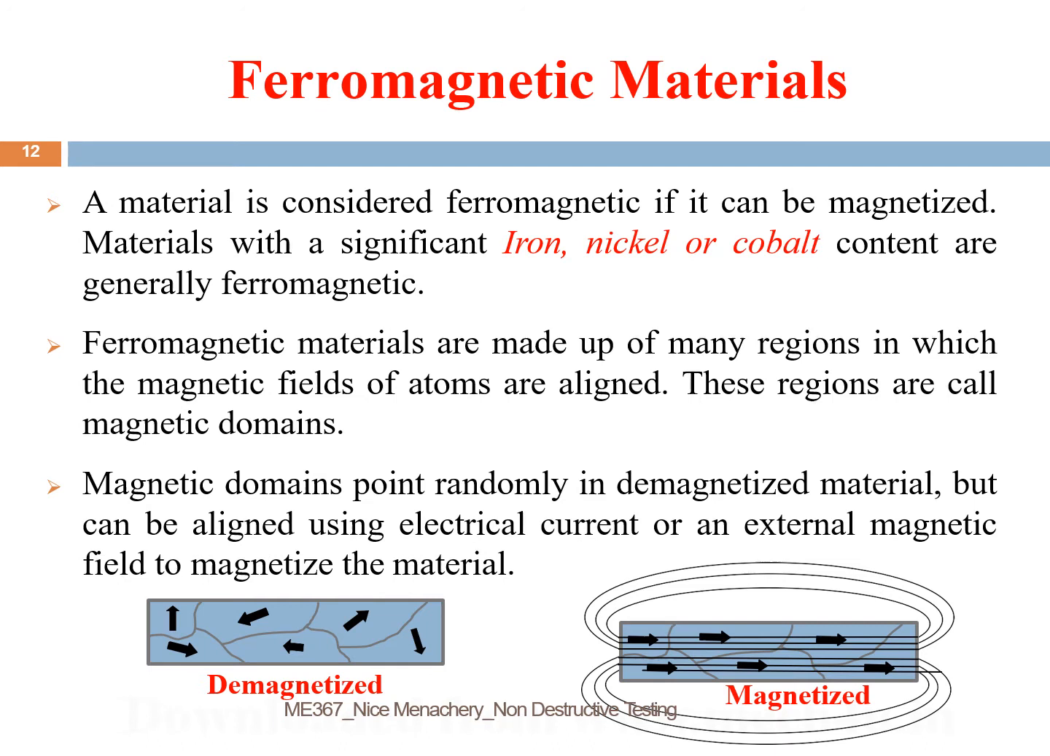As you can see, the ferromagnetic materials here consist of a number of regions. These regions are called magnetic domains. Before they are magnetized, these magnetic domains are aligned in different directions. But when you apply an external magnetic field, the magnetic domains will get aligned in a particular direction. So the magnetic domains point randomly in a demagnetized material, but they align when an electrical current or an external magnetic field is used to magnetize the material. So the domains get arranged as shown in the figure.